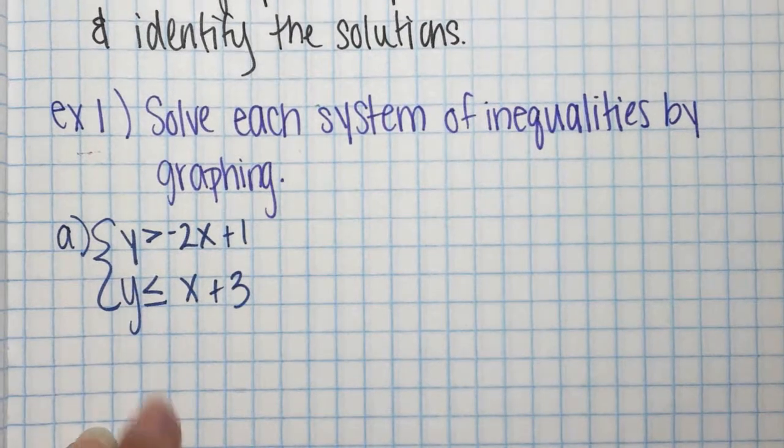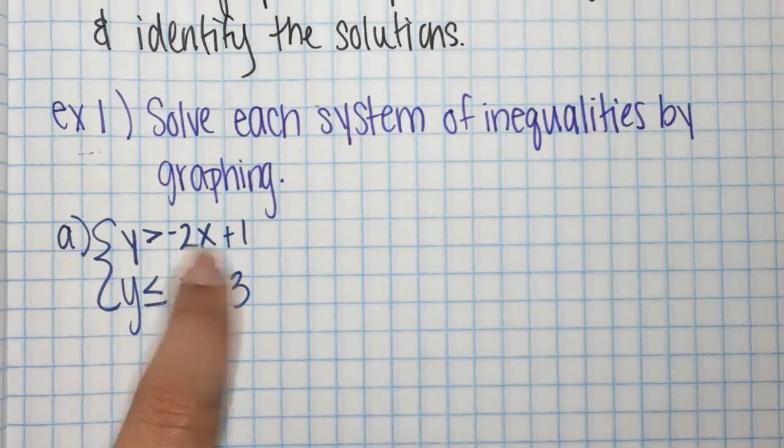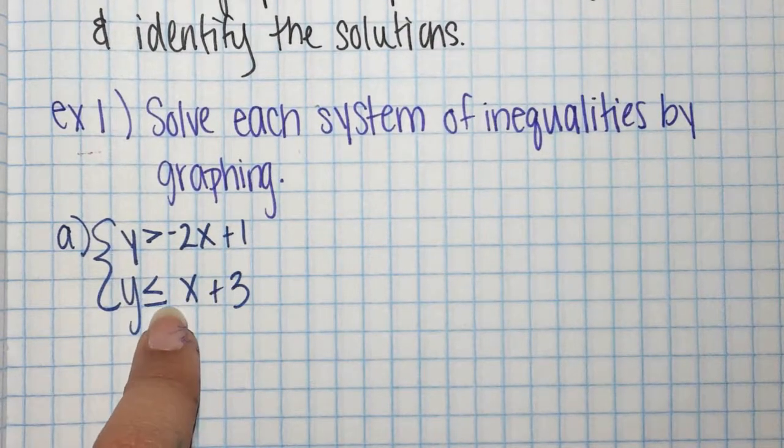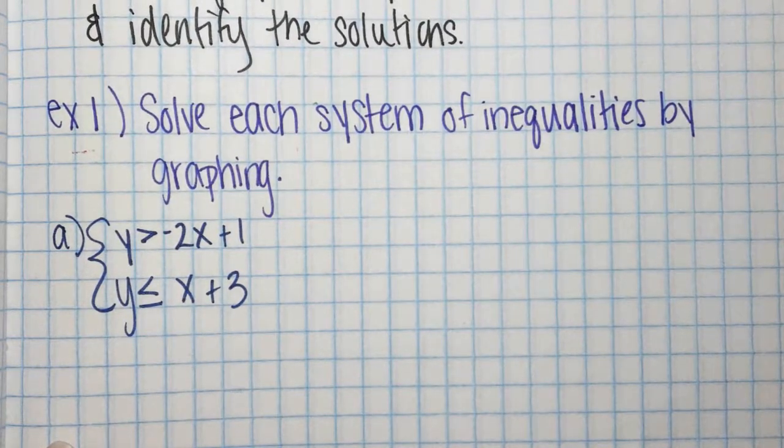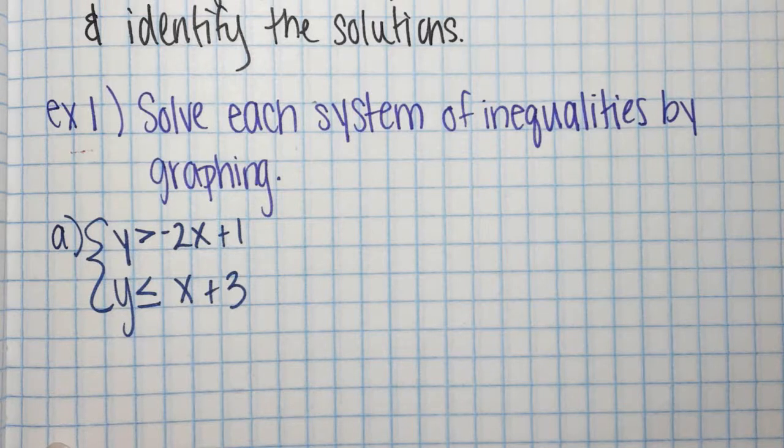Alright, this is our first system. Y is greater than negative 2x plus 1, and y is less than or equal to x plus 3. So do you guys remember when we did this? We had solid and dashed lines, and then we shaded above or below. Do y'all remember the stained glass project?